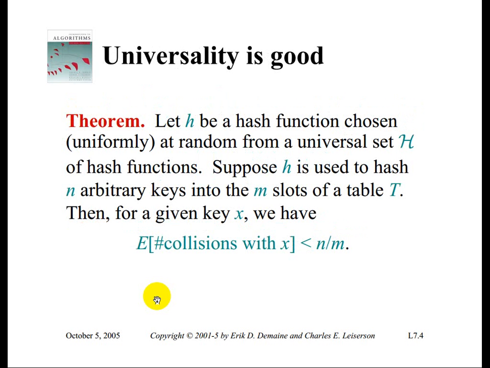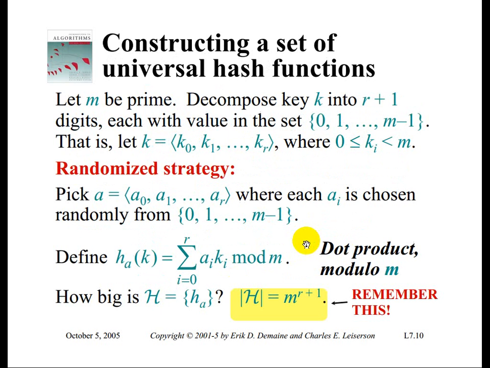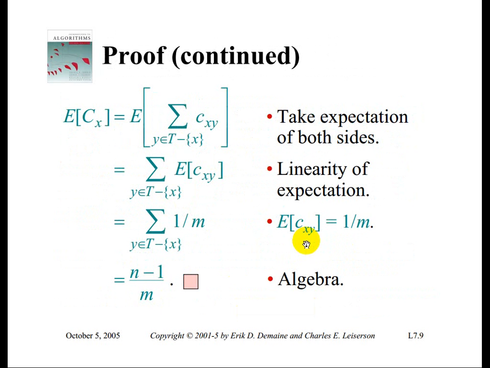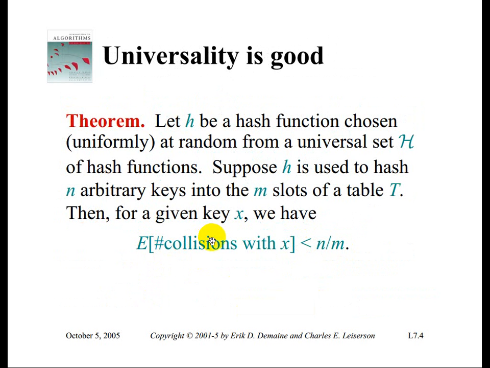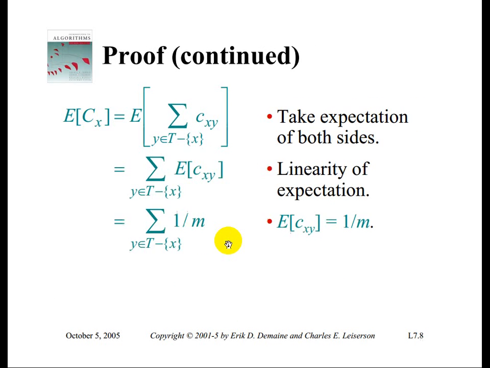And once again, that's what you want to prove, right? It's less than n by m. Well, we know this, and we figured out what it means: it's equal to n minus 1 by m. So just so that we are not confused, this is the number of collisions with x, so kind of the same thing.